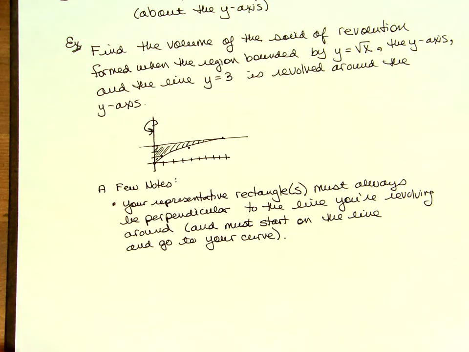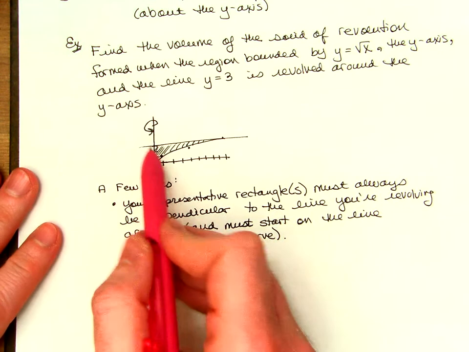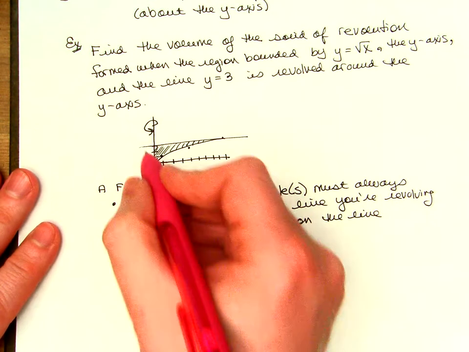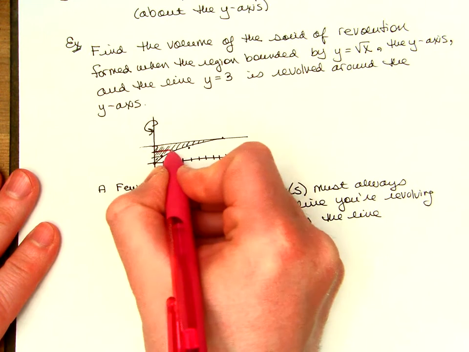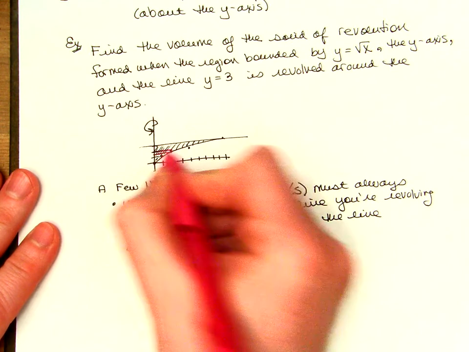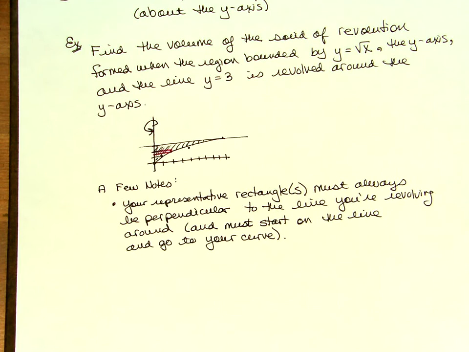Your representative rectangle, or rectangles, must always be perpendicular to the line you're revolving around, and they must start on the line and go to your curve. In this case, if we're going around the y-axis, my representative rectangle is going to start on that y-axis, and it's going to go over horizontally to my curve. One representative rectangle here because it's just a disk method problem.